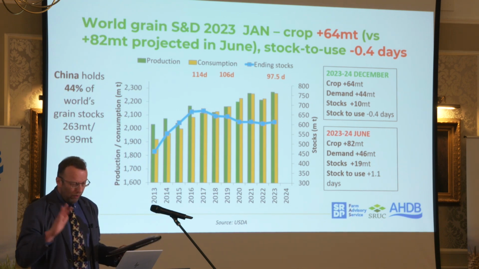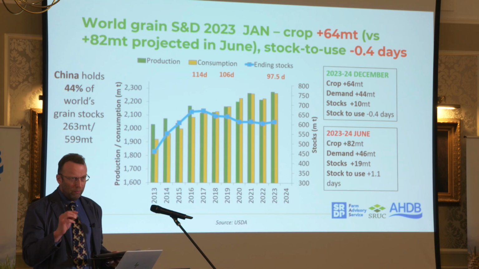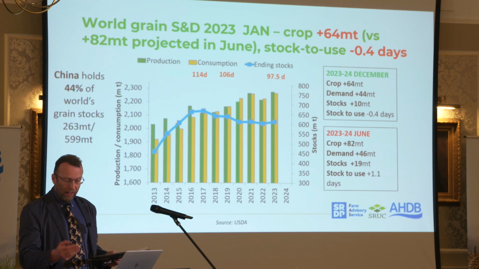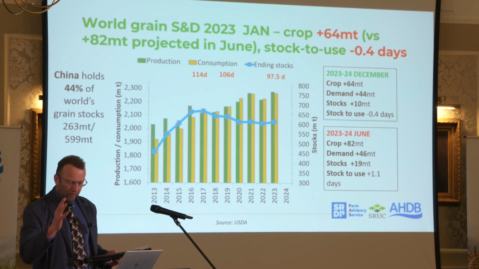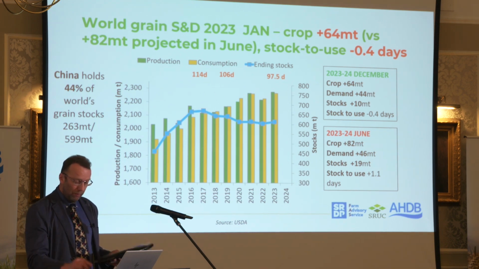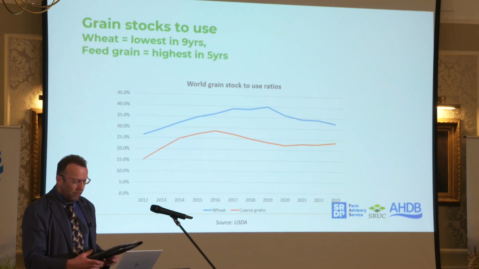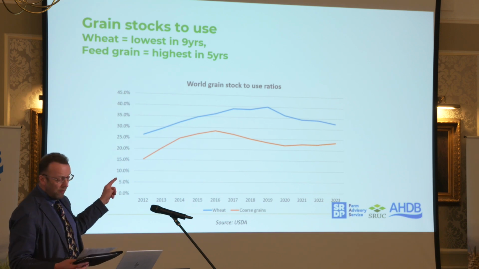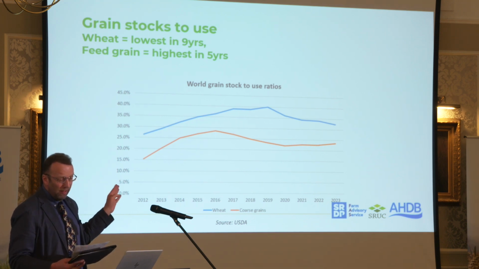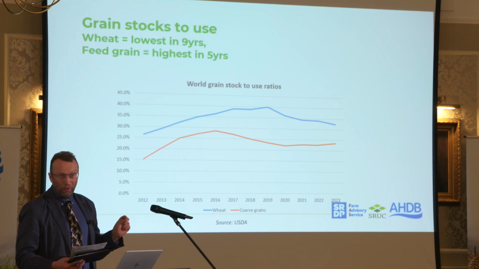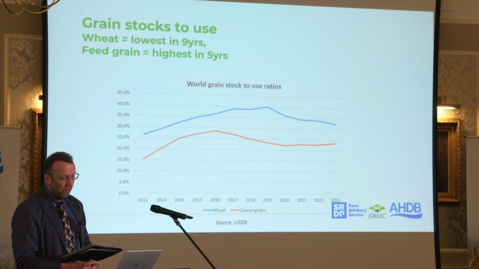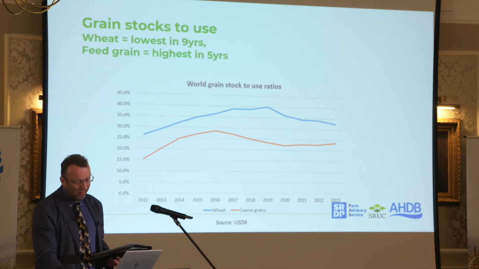So yeah, not great news today, but I think we should be careful not to extrapolate that too far, because weather events will influence over the next few months, and it's already in the price. And if we just look at stocks to use, they have been low for feed grains. They're probably the highest in the last 5 years, but it's a pretty small increase. And wheat has actually come down quite a lot, so it's the lowest in 9 years for wheat. So as I say, stocks to use are still a bit lower for most of those grains.